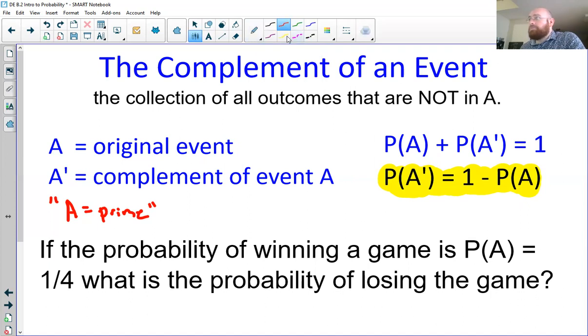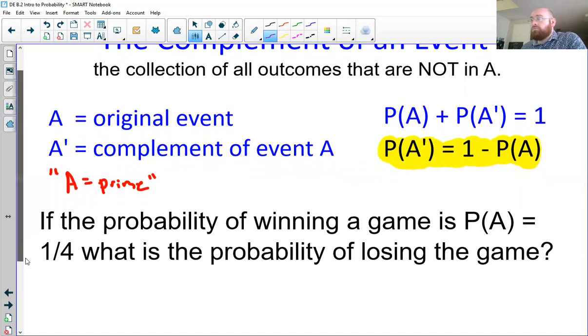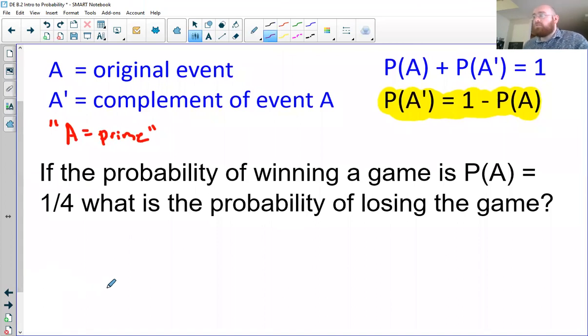For example, if the probability of winning a game is P of A equals 1/4, what is the probability of losing the game? In this case, we're going to ignore the potential for a draw. Either you win or you lose. So the probability of losing, P of A prime, is equal to 1 minus 1/4, which is equal to 3/4.